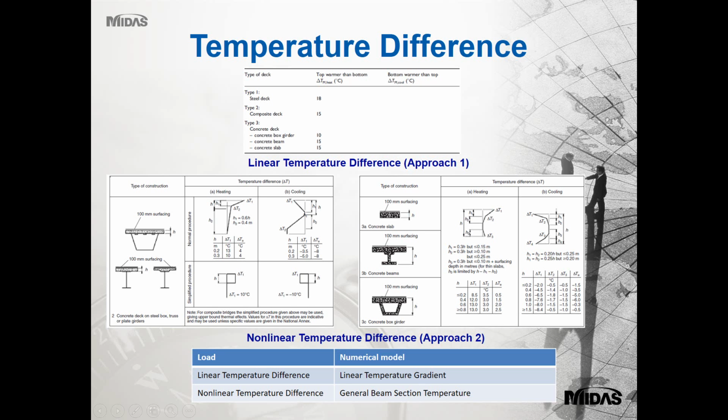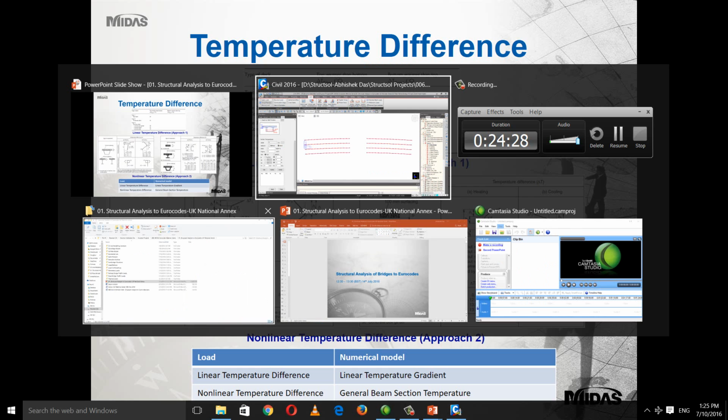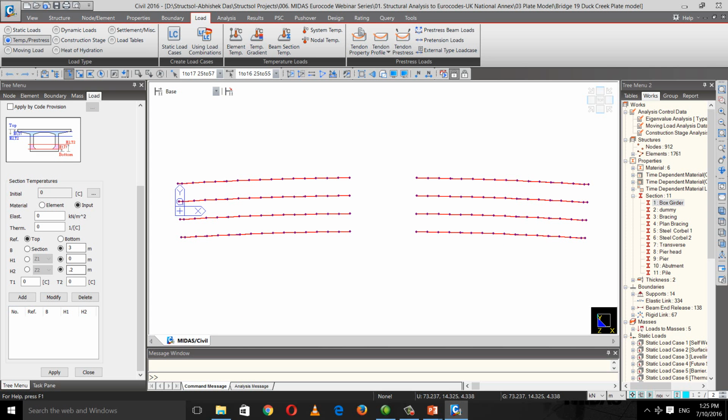So H is the total thickness of the slab, so let's assume it's 0.2 meters, and then T1 and T2 is the temperature difference that we need to maintain. So let's say it's 4 degrees and 4 degrees at the bottom, and we click add and apply. So that's how in a composite steel your average temperature gradient is applied.